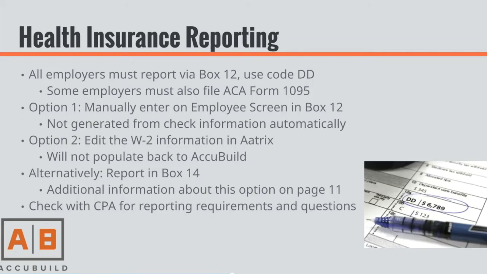Depending on the other applicable benefits you offer, you'll add to either Box A, B, C, or D in Box 12. For the health insurance benefit, use code DD, then input the amount.